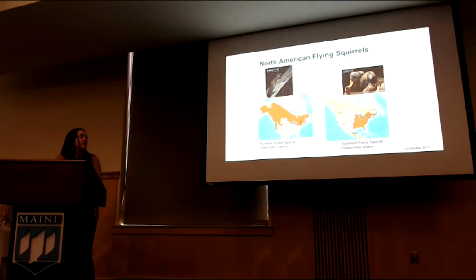We have a bit of a story going on with some of the small mammals in the state. We have 2 species of flying squirrels, and their historical and current distributions are shown here. But what we know is the southern ones are slowly moving up.